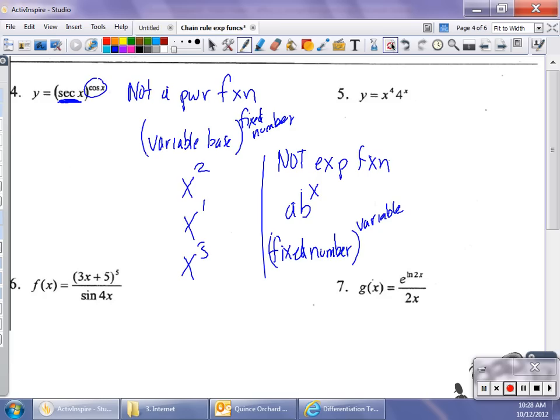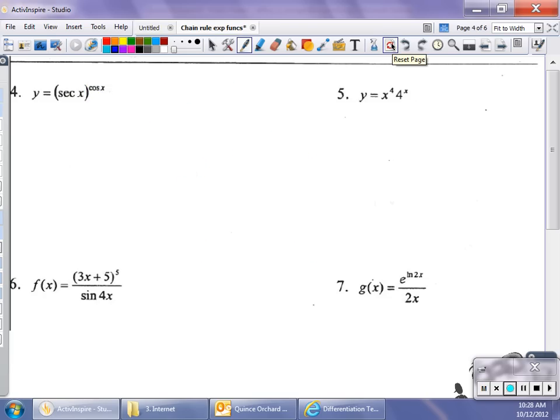So what am I going to use? Well, one thing that would be helpful here is if I could bring this power of cosine x down, and the only algebraic tool that I have to do that is a logarithm. So again, I could use any base that I want, but it's most common that people use natural log. So I'm going to take the ln of both sides. This is my algebra step. I'm going to do what I did on the other page, which is to use the property and bring the power down. So I have cosine of x multiplied by ln of secant x. And that's just the algebra step to bring that power down.